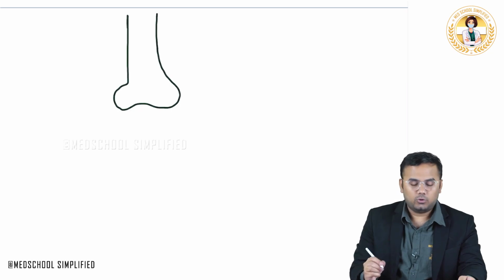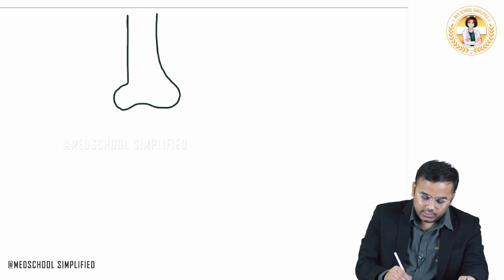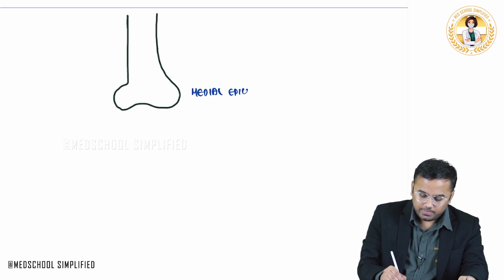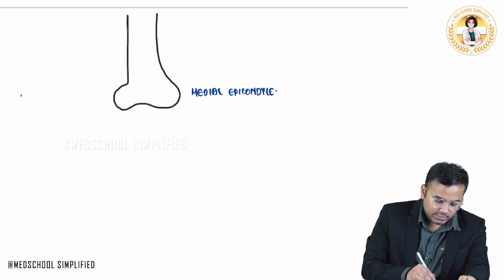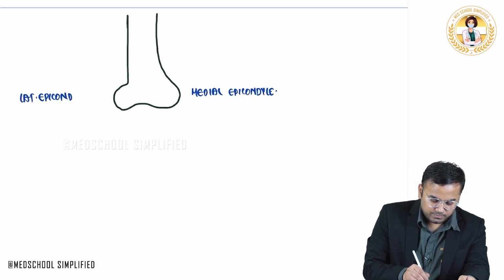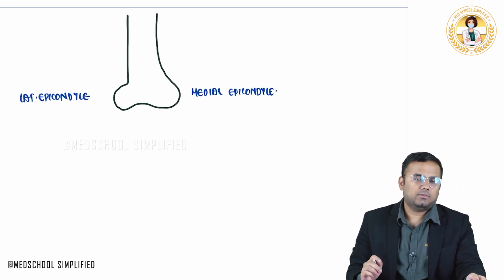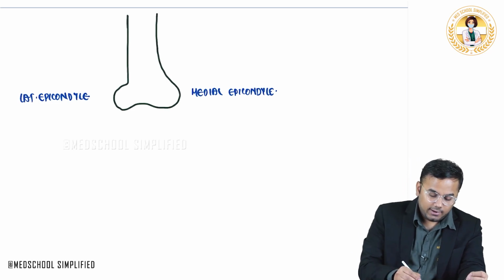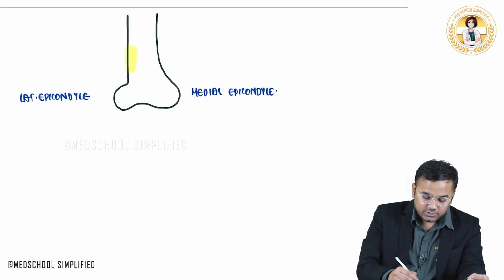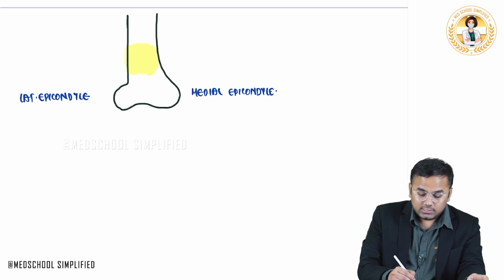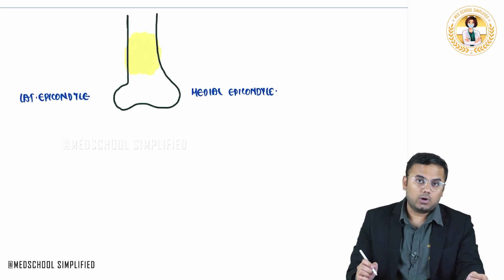This is the lower end of the humerus, and all of you know, in this lower end, this one is called the medial epicondyle, and this one over here is called the lateral epicondyle. All of you know that this region which I am shading right now is above these two condyles. That is why this region is called the supracondylar region.